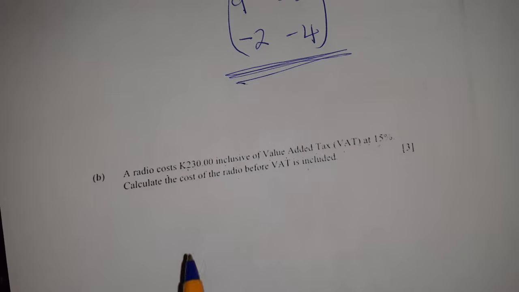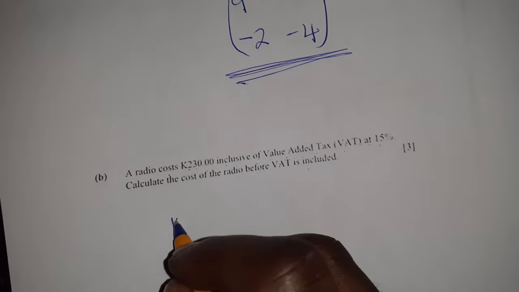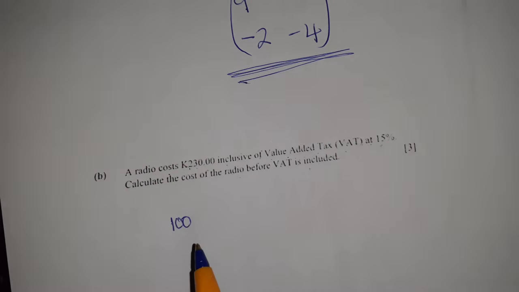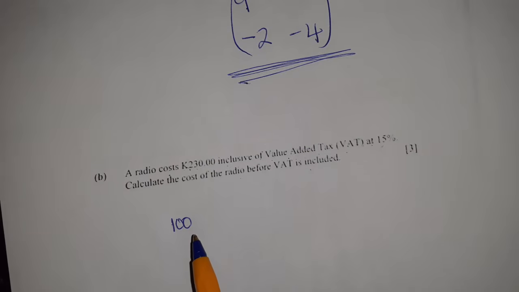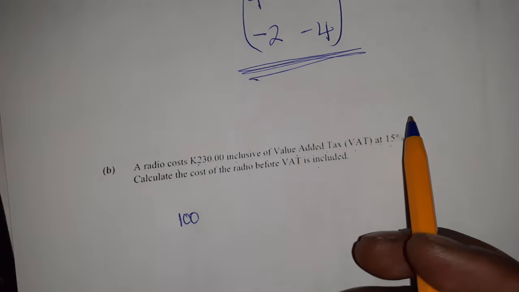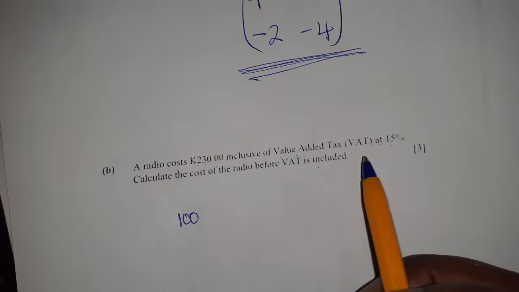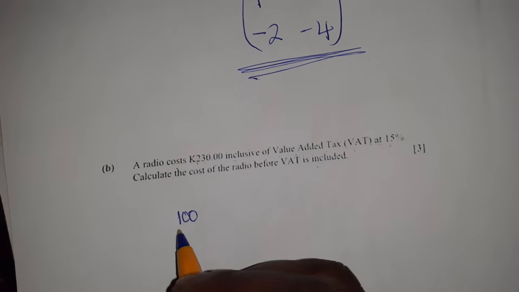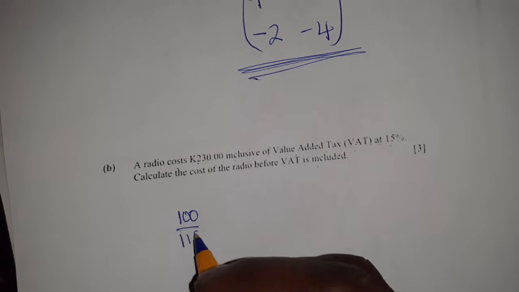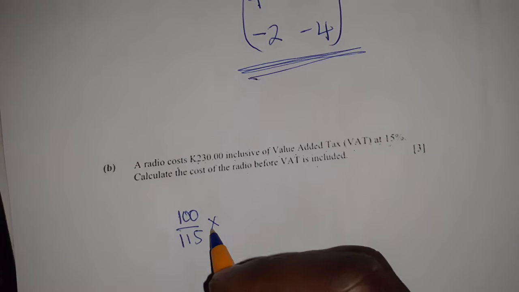So first of all, we are looking at 100%, the initial. Before VAT is added, we have this 100%. Then now, when VAT is added, it goes to 115% of.